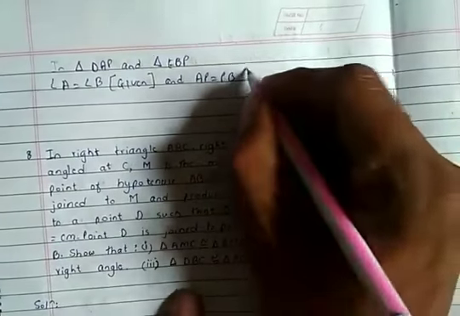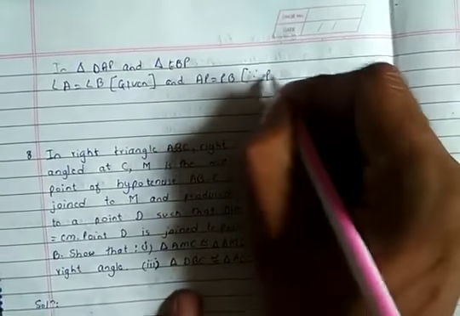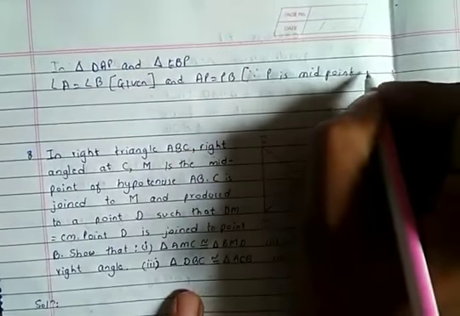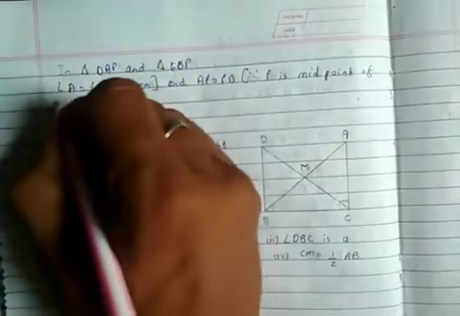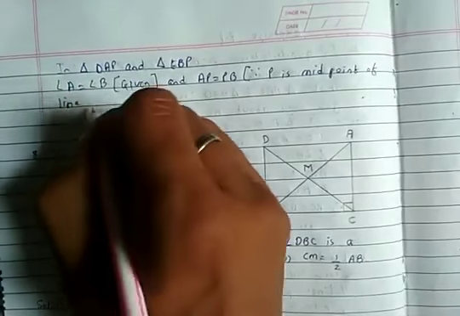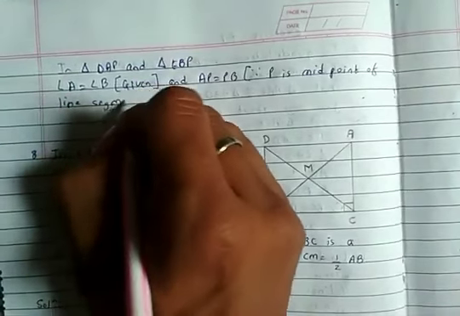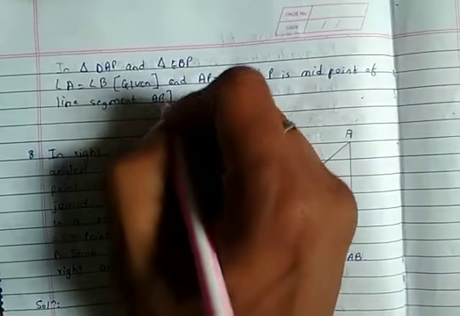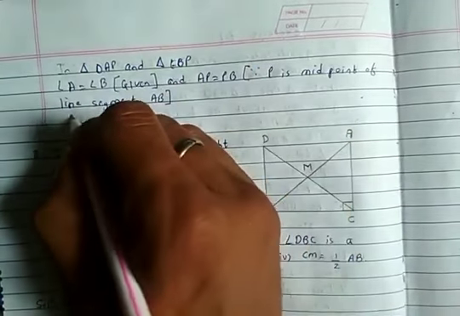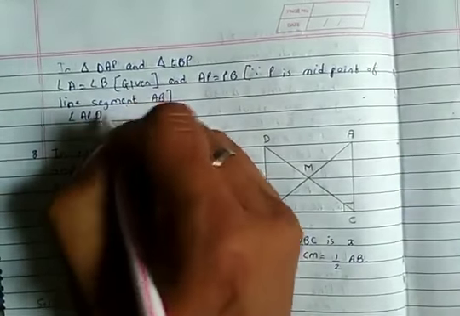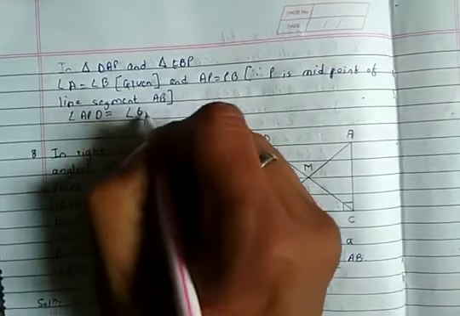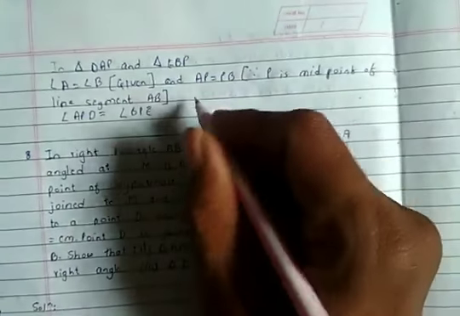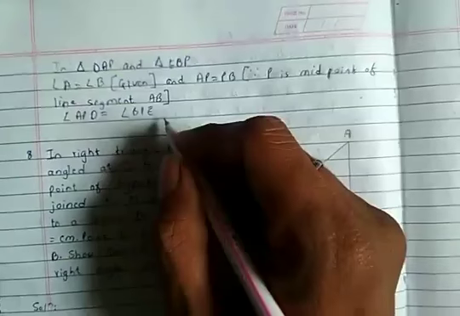We'll write down the reason, because P is midpoint of line segment AB, angle APD equal to angle BPE. Right? We have proved this earlier.